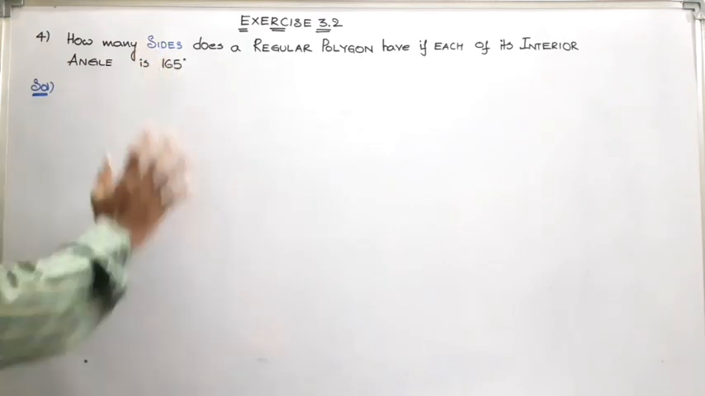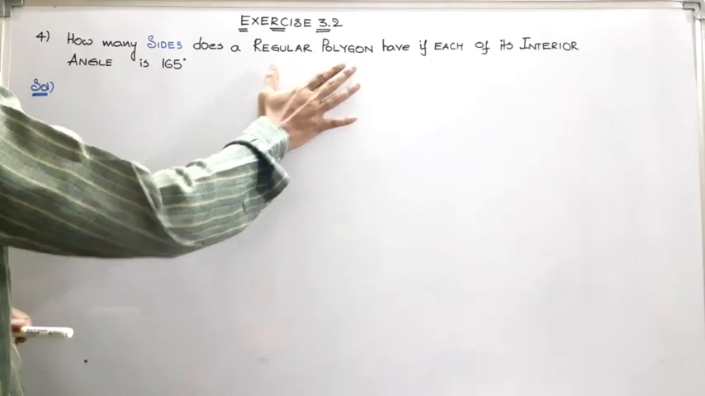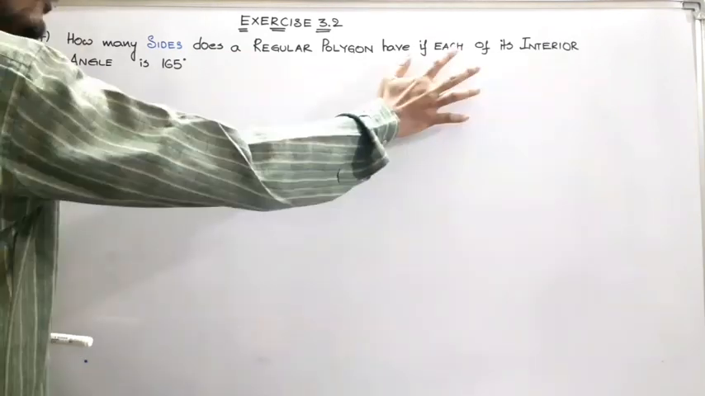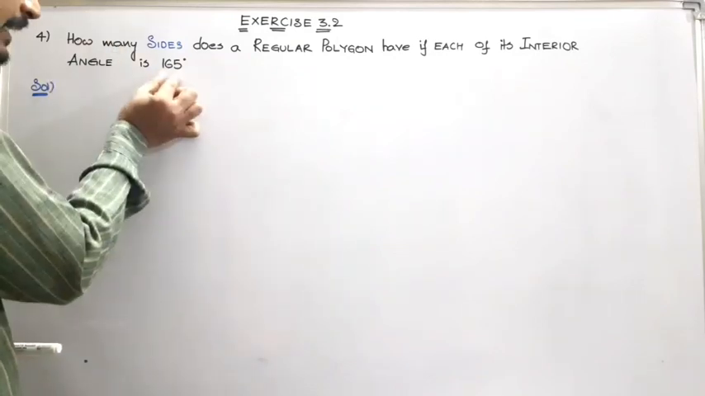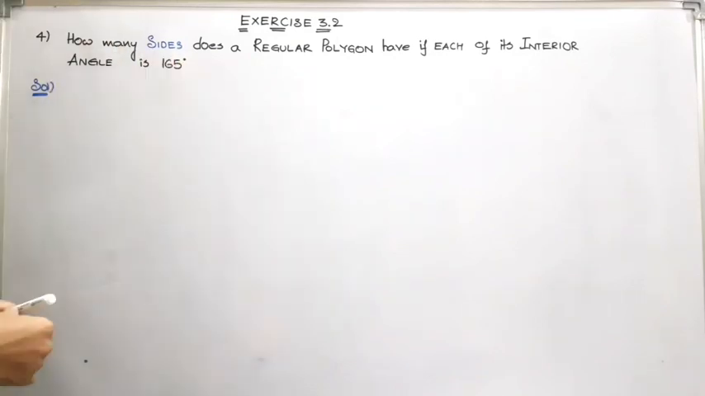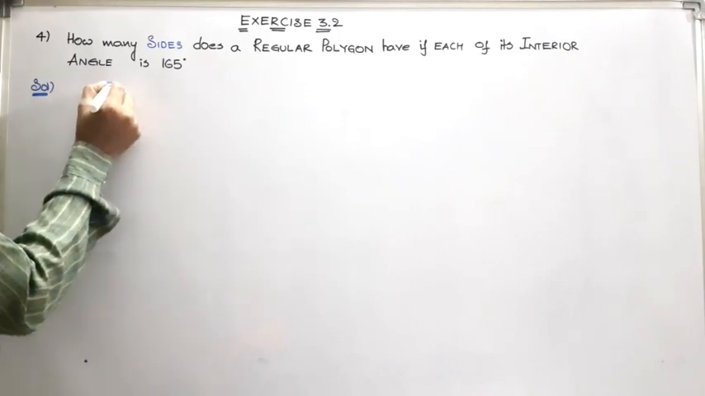So what is our requirement here? Sides of what? Regular polygon, where they gave only one of the interior angles as 165. They gave the interior angle and they are asking for the sides. So if you observe, look at the board once.